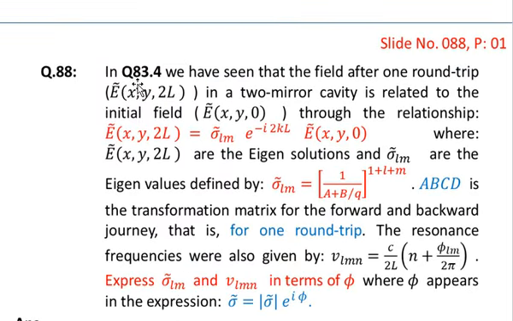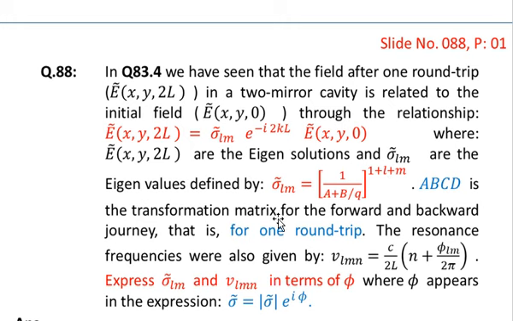Question: in question 83, we have seen that the field after one round trip, represented by E prime of x, y, 2L, in a two-mirror cavity is related to the initial field E prime of x, y, 0 through the relationship E prime of x, y, 2L is equal to sigma prime Lm multiplied by e to the power minus iota 2kL multiplied by E prime of x, y, 0, where E prime of x, y, 2L are the eigen solutions and sigma prime Lm are the eigenvalues defined by sigma Lm is equal to 1 over (A plus B divided by q), this whole term raised to the power of 1 plus l plus m.